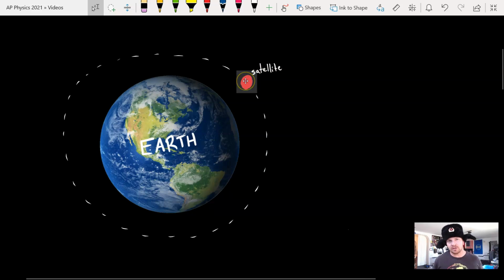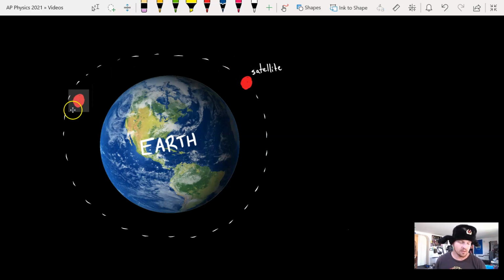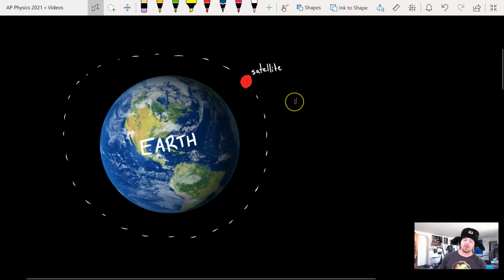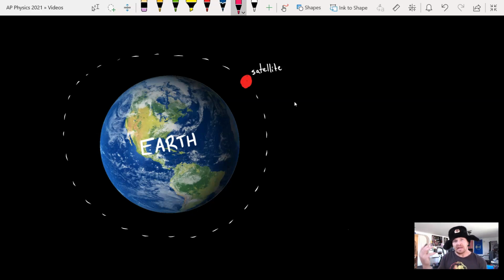And so a satellite we could just call, it could be like a space station. It could be like another planet. It could be anything that's orbiting. We're just using Earth and a satellite for an example. And so remember, an orbit follows uniform circular motion, right? And we know that this thing is being held in place.